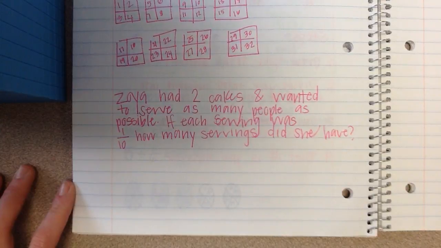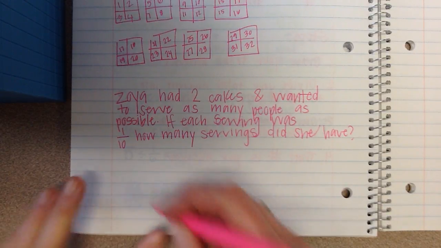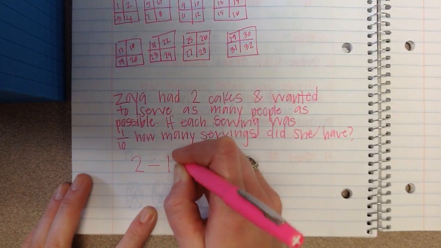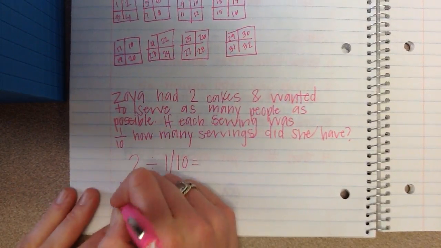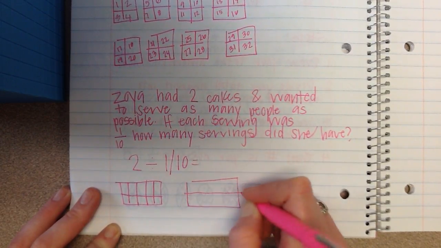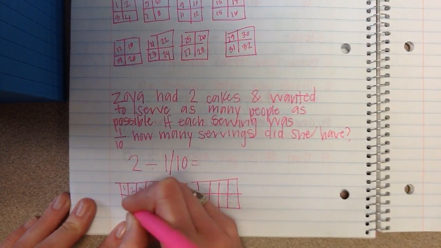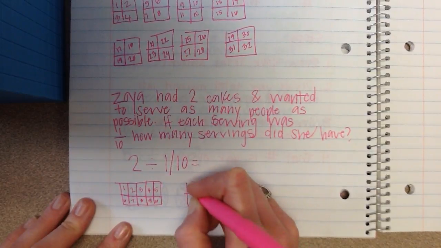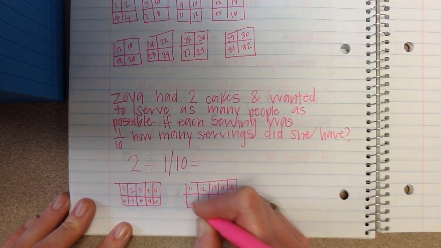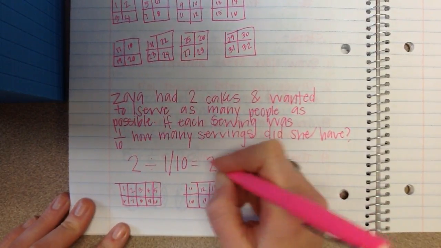Okay. So what I want you to do is pause the video, try to solve this problem. Once you've solved it, push play, and then you can see if you got it right. Okay, now that you've paused the video and you have solved it, let's see. I know 2 is my total amount divided by 1/10. So I know my answer is supposed to be a whole number. So I'm going to draw 1 cake, 2 cakes. I'm going to divide it in half. Perfect. So I'm going to count 1, 2, 3, 4, 5, 6, 7, 8, 9, 10, 11, 12, 13, 14, 15, 16, 17, 18, 19, 20. So my answer is 20.